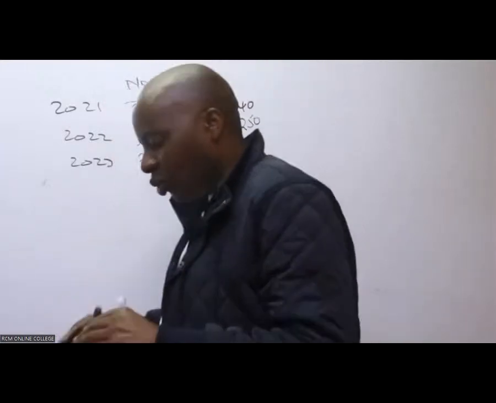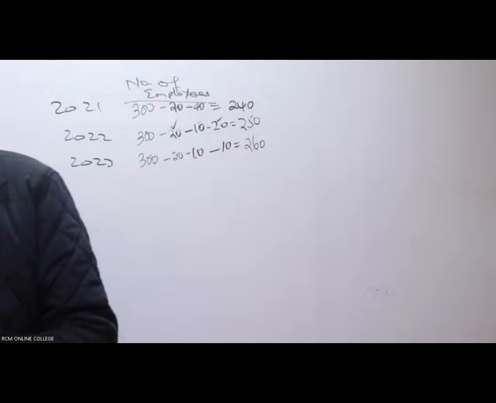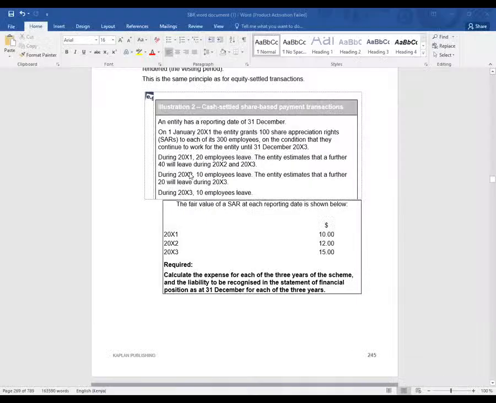Then we go to 2022. Things are different now. So in 2022, what have they told us? During 2022, 10 employees leave. And then we come and estimate afresh how many guys will leave in the future. The entity estimates that a further 20 will leave. So this other estimate that we had up there is irrelevant. The 40 estimate will be irrelevant in the year 2022.